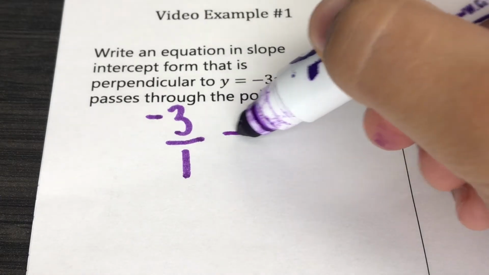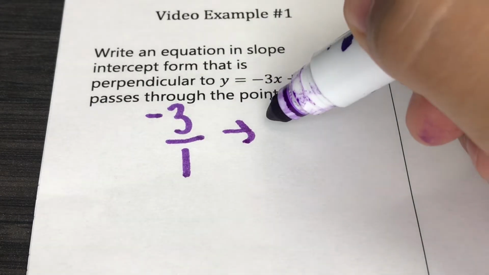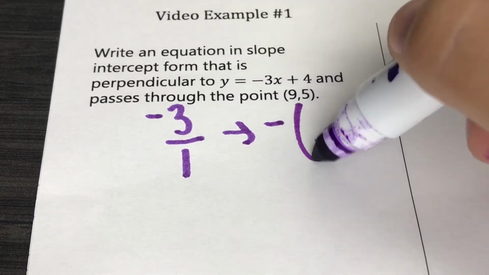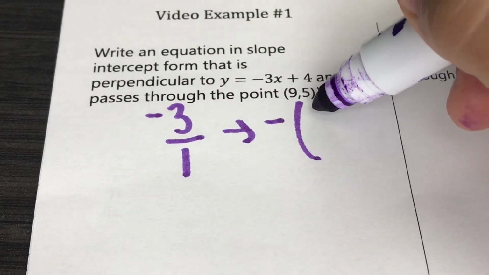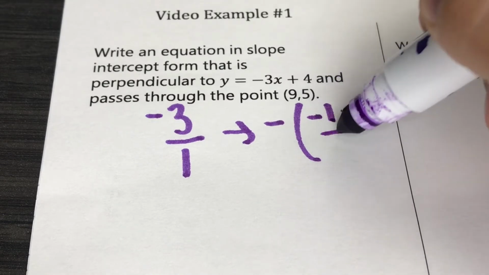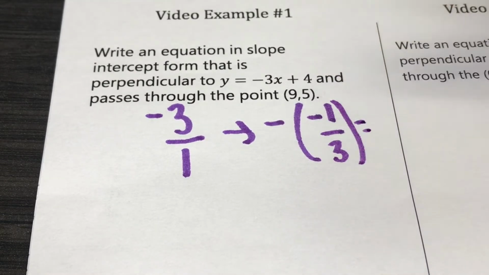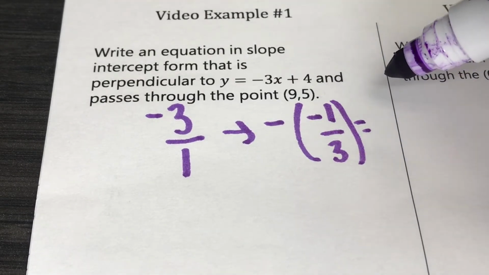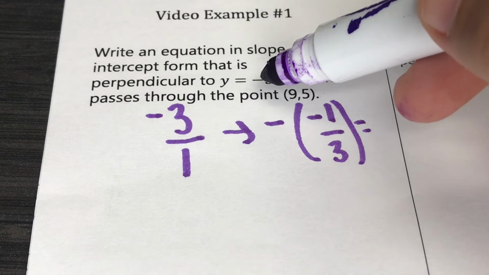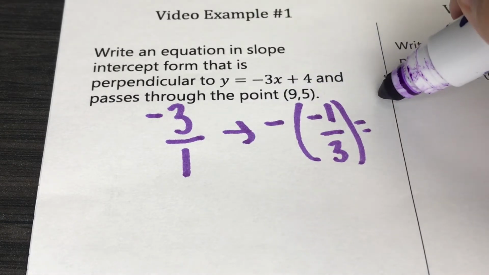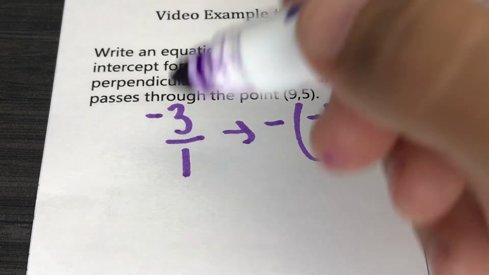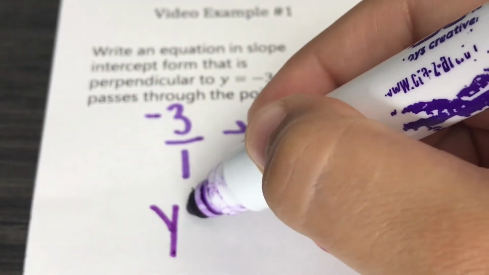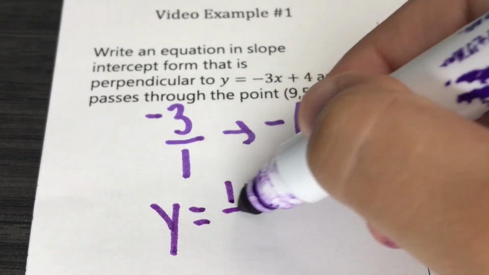To take the negative reciprocal of that, we'll add a negative sign, and we'll flip the negative 3 and the 1. We know a negative times a negative turns into a positive, so our negative reciprocal of the slope negative 3 is now equal to a positive 1/3. From here, we're going to write that in slope-intercept form. Y equals mx plus b.